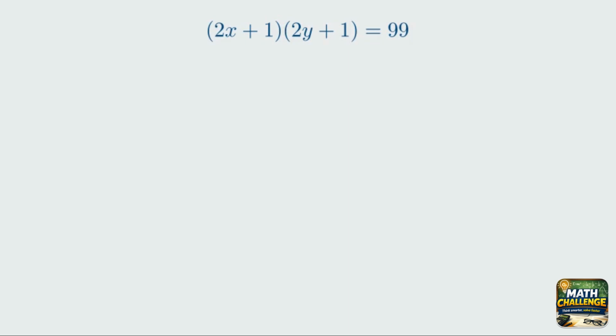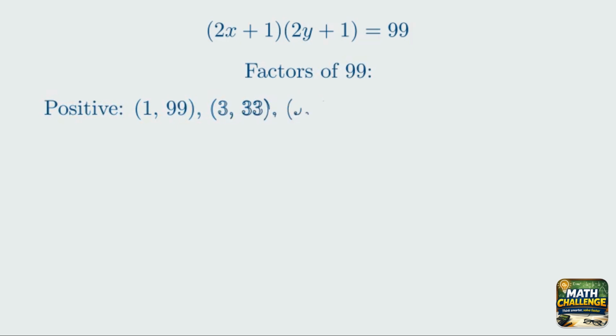So, our next step is to find all the integer pairs that are factors of 99. We need to consider both positive and negative factors. Let's list them. Positive pairs are 1 and 99, 3 and 33, 9 and 11, and the reverse of these.